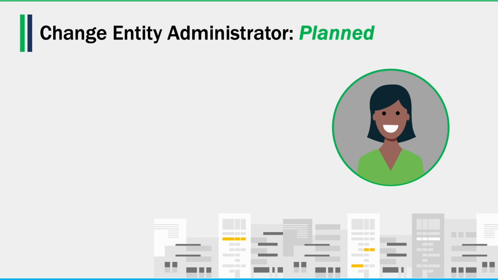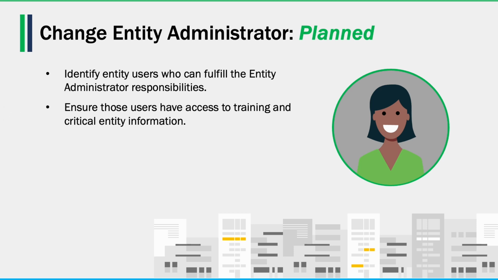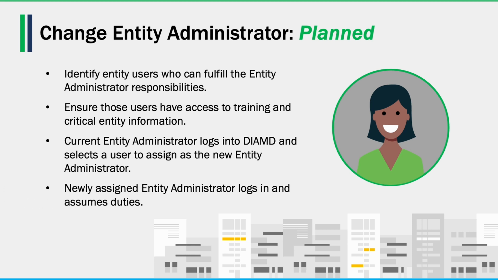The following points should be considered for a planned change in entity administrator. First, identify which entity users can fulfill the entity administrator responsibilities. Once you've done that, ensure those users have access to training and critical entity information. To make the change in Diamond, the current entity administrator logs into Diamond and selects a user to assign as the new entity administrator. The next time the newly assigned entity administrator logs in, they will have access to all entity administrator-related duties.